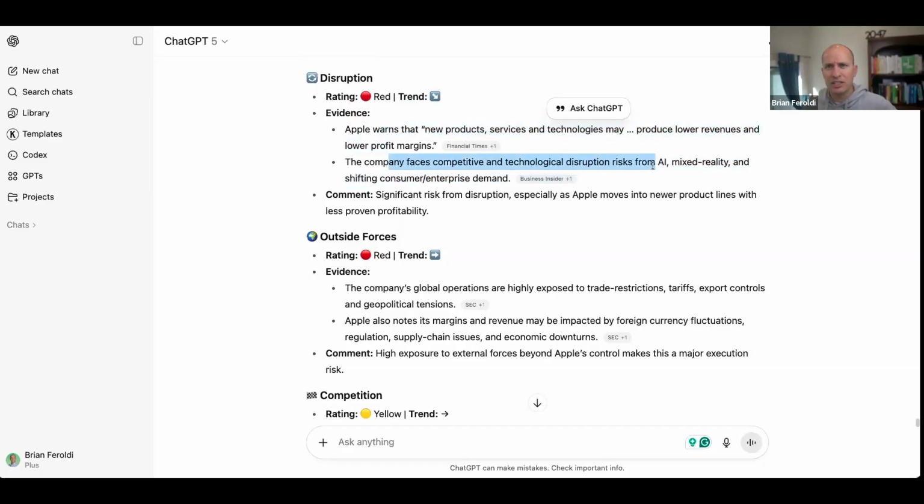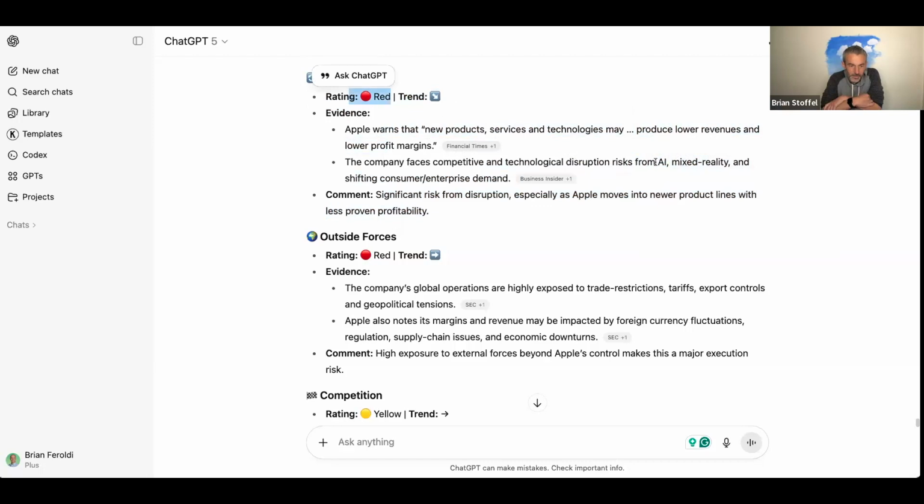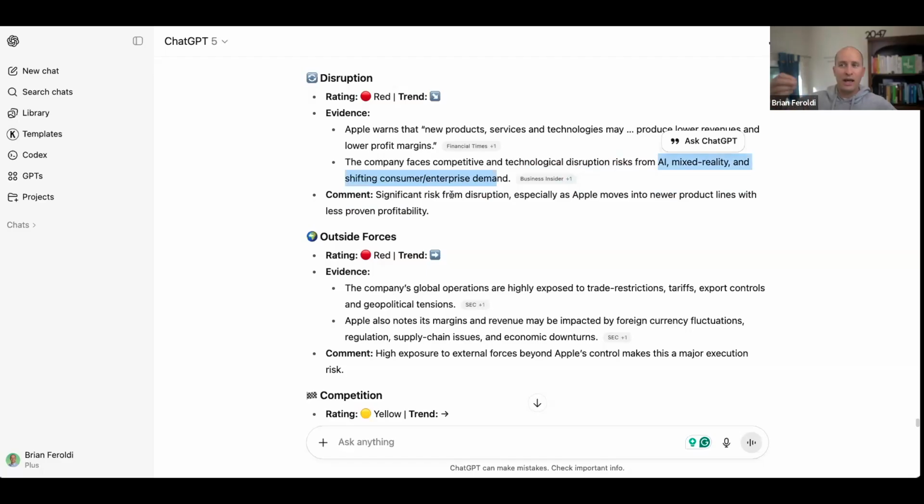The company faces significant technology risk from AI, mixed reality, and shifting consumer demand, and significant risk from disruption. I would personally think of this as yellow. While these are potential risks, we definitely have not seen evidence that these are eating into iPhone sales. They're not eating into iPhone sales yet. I agree. It's more of a theoretical potential risk than, wow, this is something you really have to pay attention to.